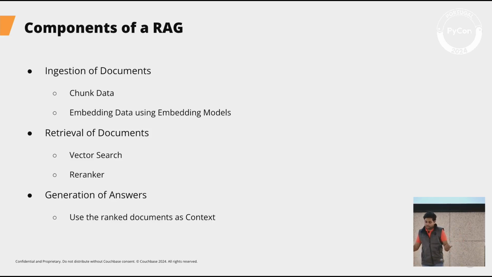And in the retrieval of documents, you have vector search, which you perform to generate the documents that are closest to your search term. And then you have something called a re-ranker. This is typically used when you have a lot of documents that you want to put as part of your context. Typically the most relevant documents should be at the start of the context or towards the end, because of the way that LLMs are trained. They perform better when these most relevant answers are towards the top or the bottom. And for the generation, you just use the ranked documents as context.